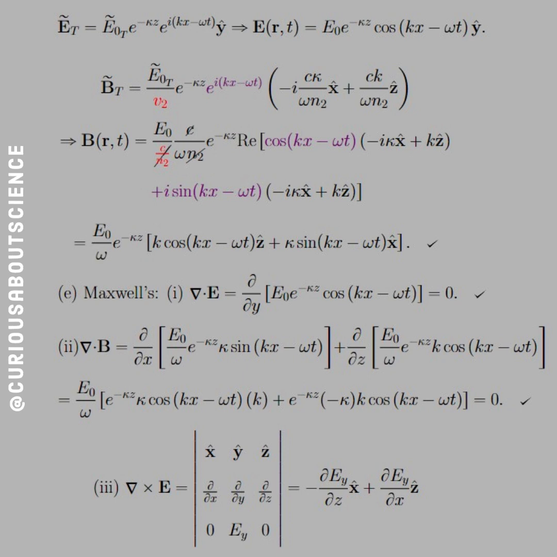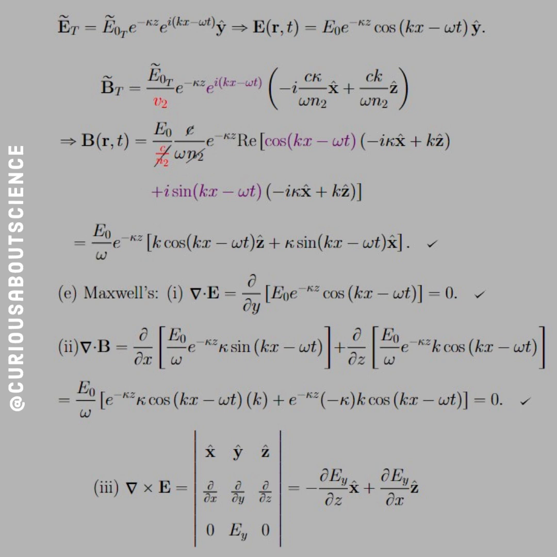Okay, so simplify that all down to the real parts only, and we get B is equal to E naught over omega, e to the negative kappa z, bracket k cosine, kappa sine. So everything's checking out so far.